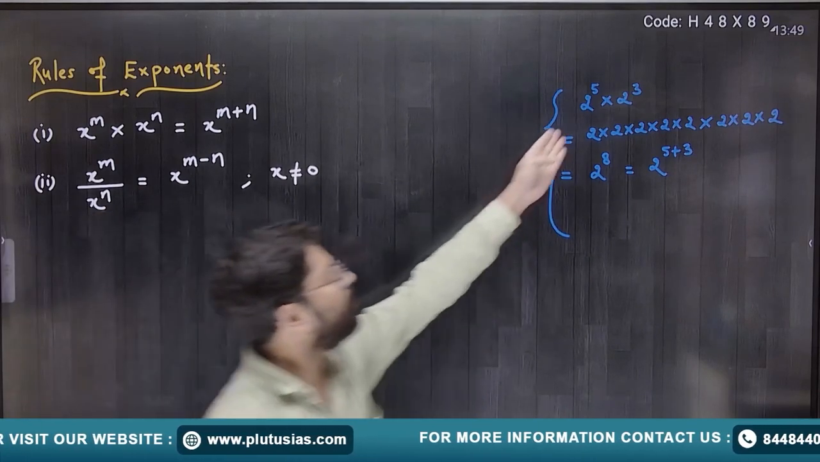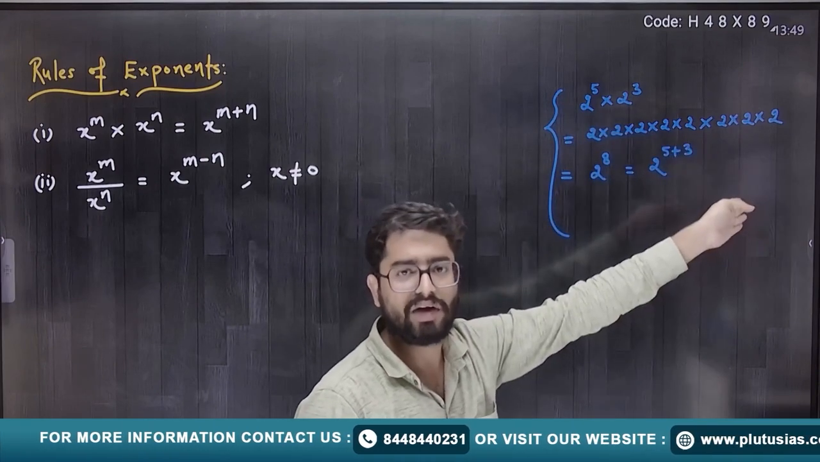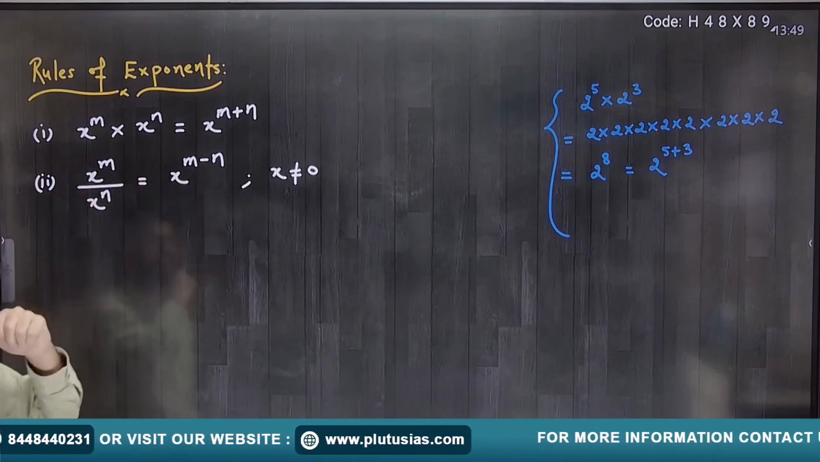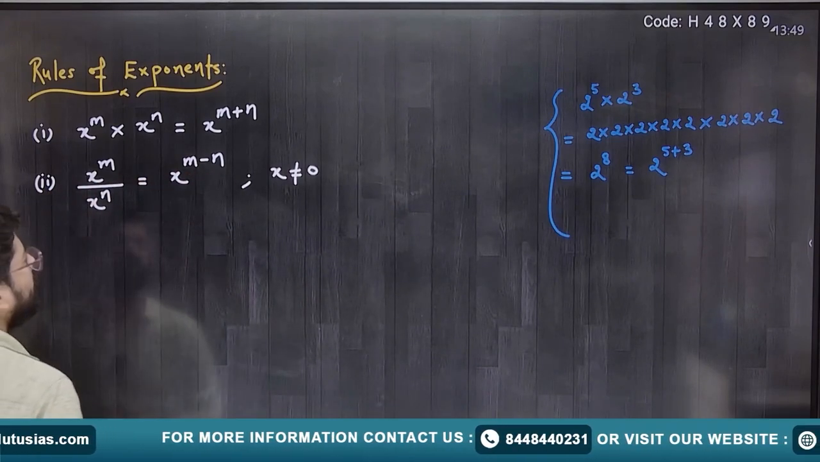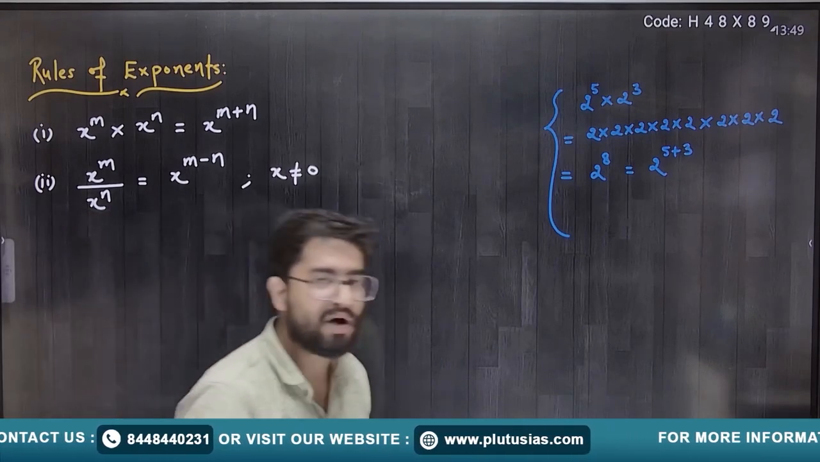Again, 2 power 5 upon 2 power 3, when you do it, you will get what? Just cancel 3 factors from your numerator. So you will get 2 power 2, that is 5 minus 3. Got it? So that is x power m minus n, which is equal to x power m upon x power n. Okay.